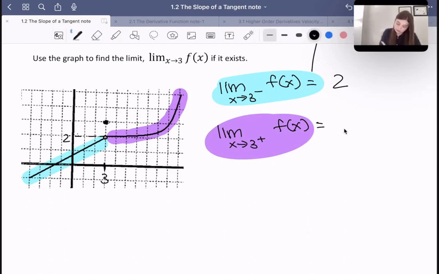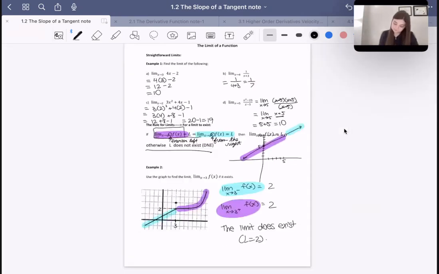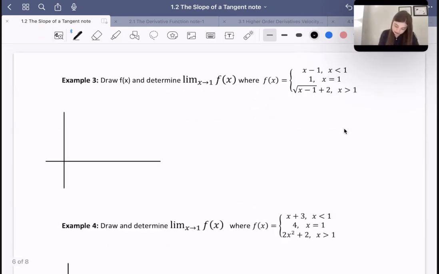So therefore, the limit does exist. And the limit is equal to 2 in case they care. In this case, they actually just asked whether it existed or not. But in case you care, the limit is 2. All right. Let's try some other examples.